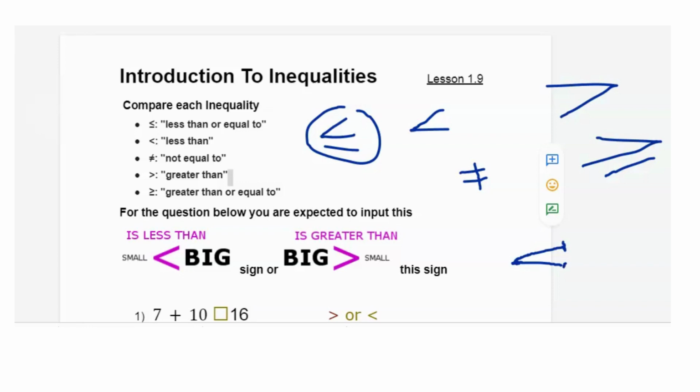So when 1 point is facing this side, and 2 points are facing this side, it means less than. This is smaller because 1 point is smaller than 2 points. Okay? When 2 points are facing this side and 1 point is facing this side, it means greater than, which means 2 points are bigger than 1 point. Okay? So this one means greater.